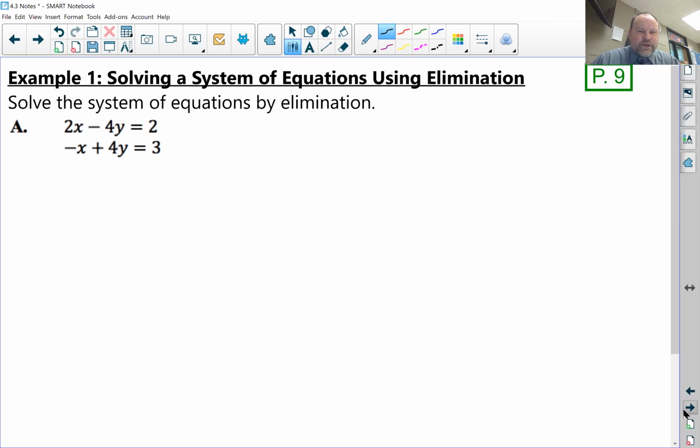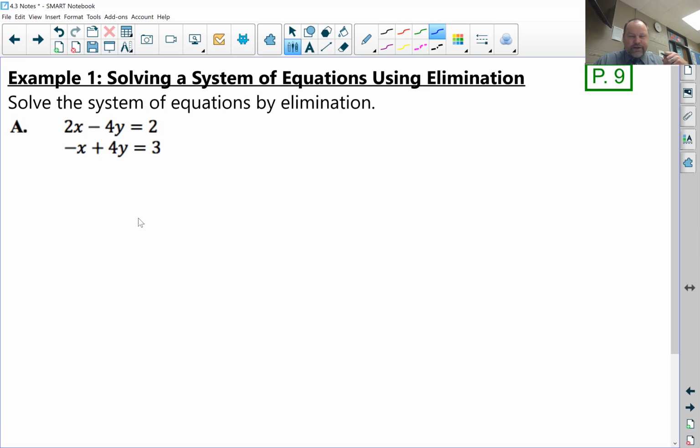Solve the system of equations by elimination. We have 2x minus 4y equals 2, and the opposite of x, or negative x, plus 4y equals 3. So our first step said we want to get the variables written with the variables lined up. So this is what I mean. My x's are above my x's, my y's are above my y's, my coefficients are above my coefficients.